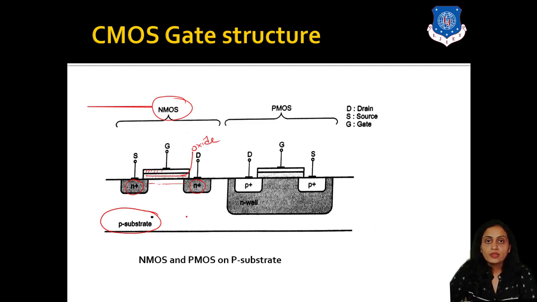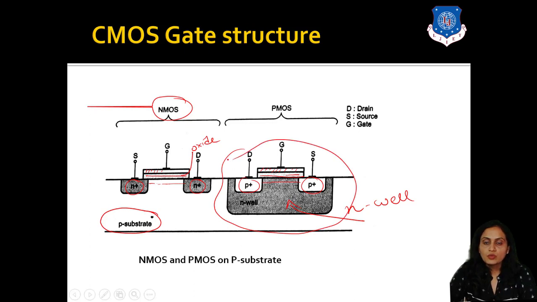And to form the P-channel MOSFET, we create the N-well. This is the N-well. And in that we create the P plus drain and source regions, and over here by application of external voltage the P channel will be formed, and this is the gate terminal, gate region, and this one is the oxide region. So this particular portion is the PMOS, that is the P-channel MOSFET.